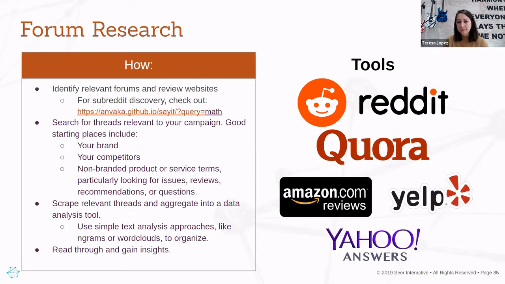So using something like an Ngram or word clouds to organize what's going on can really help you understand what themes are shining through. And then, the most basic one is just reading through and gaining insights and then acting on those insights that you find. So you can go to the next slide here.